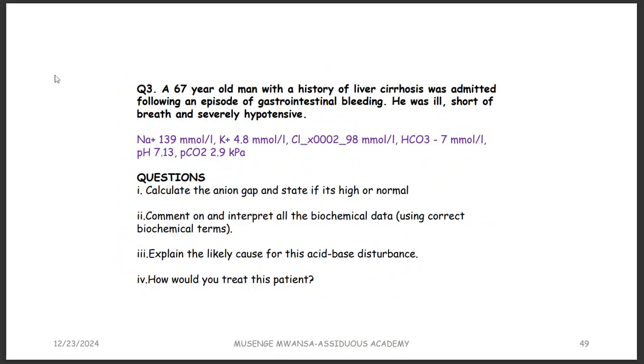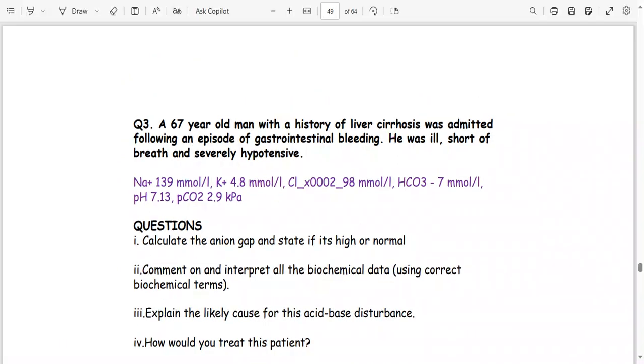Question 3. A 67-year-old man with a history of liver cirrhosis was admitted following an episode of gastrointestinal bleeding. He was ill, short of breath, and severely hypotensive. You can see sodium is 139, potassium is 4.8, chloride is 98, bicarbonate is 7, pH is 7.13, partial pressure of carbon dioxide is 2.9. Calculate the anion gap and state if it's high or low.